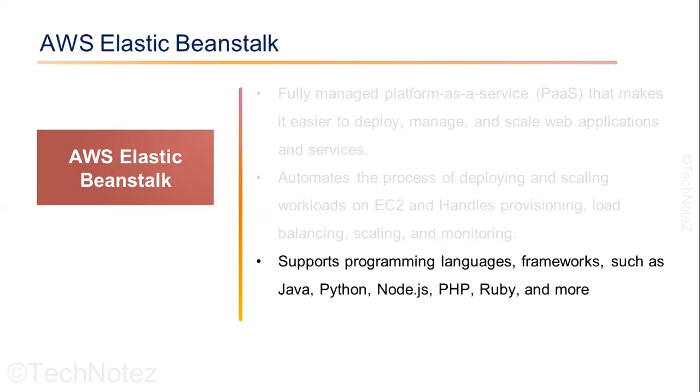The developers can write the code in a variety of programming languages, frameworks, and platforms such as Java, Python, Node.js, PHP, Ruby, and many more. And the code can be uploaded to Elastic Beanstalk. Elastic Beanstalk analyzes the code and automatically detects the required runtime environment for your application. Elastic Beanstalk then deploys the code on an appropriate server configuration and creates the underlying infrastructure.